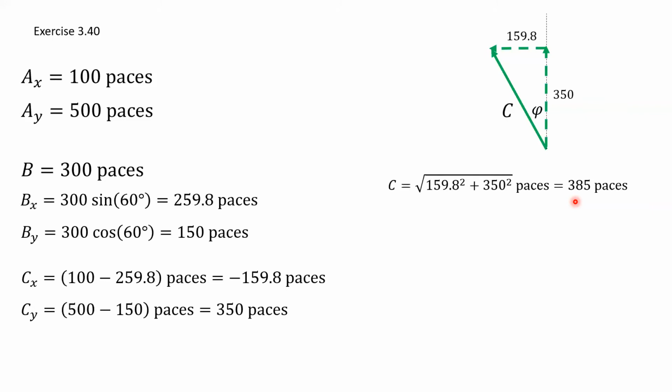Last thing here would be to find this angle. You'll notice that as far as this angle is concerned, this is the opposite side, this is the adjacent side. When you hear opposite and adjacent, you should immediately think of the tangent function. So if we take the arc tangent of this over this, that will give us the angle.